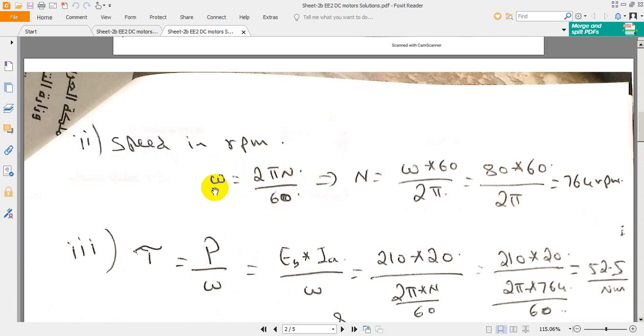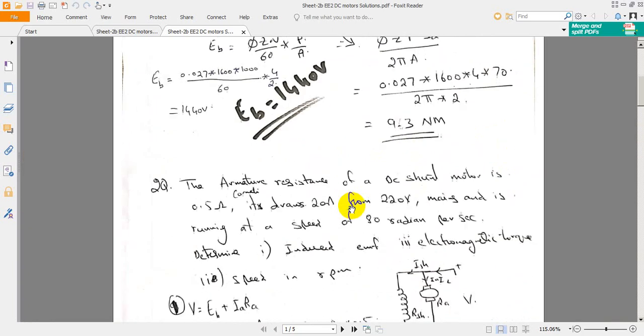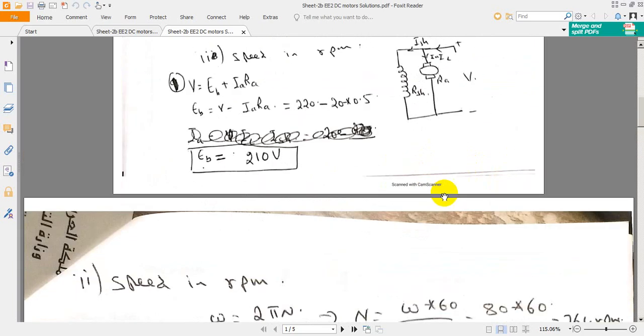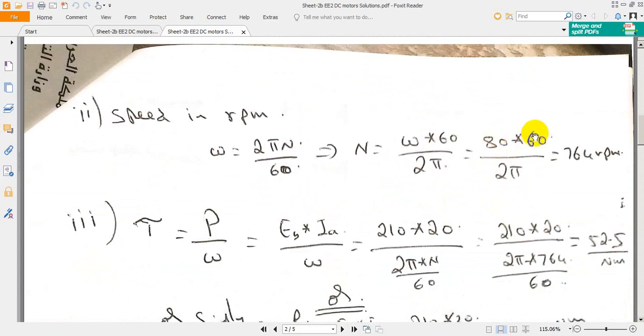Now this is in radians. Now we need to convert into n, so we need to get the n value. So n is equal to omega into 60 by 2 pi. We know the value of omega in radians per second. What is the radian per second given? It is given as 80 radians per second. So 80 radians, converting into minutes we multiply by 60, and converting radians to revolutions, dividing by 2 pi, you will get 764 RPM.